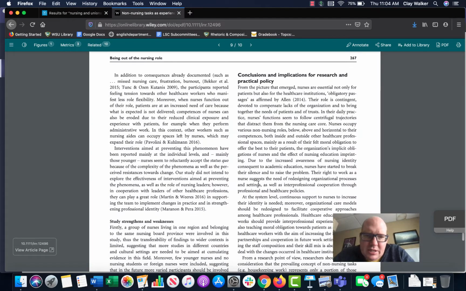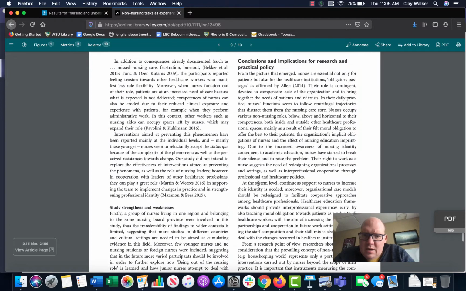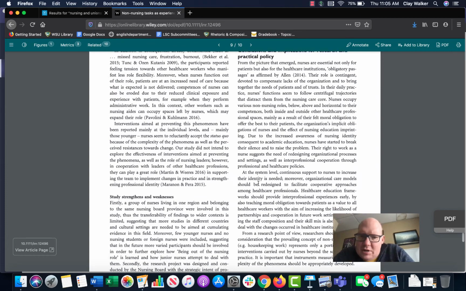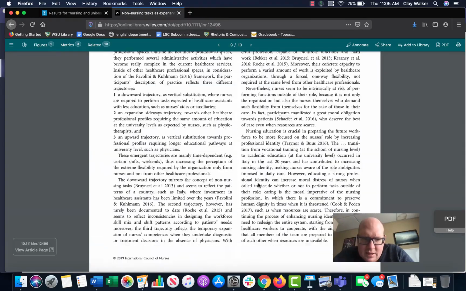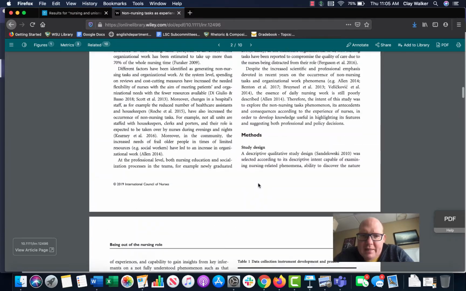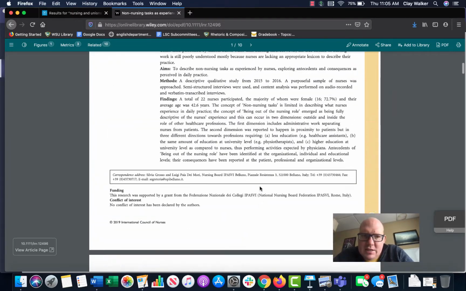Conclusions and implications should be the end of the article. This might talk about future research or training for nurses. Okay, and that's it. So now I've taken this quick look. I'm going to go back up, and the next thing I'll do is, I've read the abstract, trying to get the main argument of the article.